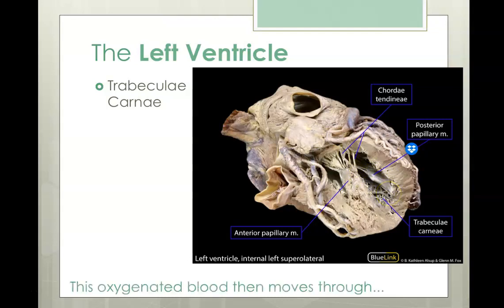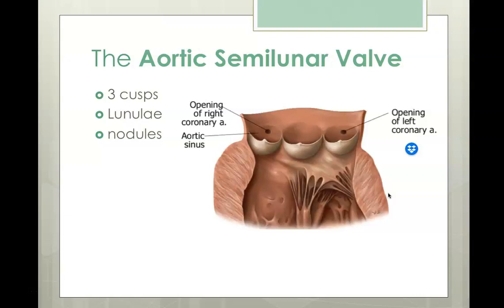So now our oxygenated blood is going to move through our very last valve, which is the aortic semilunar valve. And here we are going to see the 3 cusps and the lunulae, 1, 2, 3, and those nodules at the very center of the lunulae. You may have noticed that there are these little openings here in our aortic semilunar valve that we did not find in the pulmonary semilunar valve. And that's because at the base of the aorta, we will have openings to our right coronary artery and the left coronary artery.